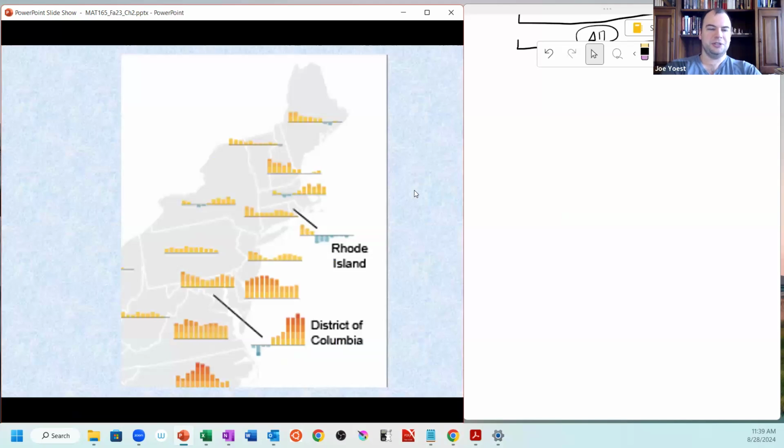And here's just a slightly more zoomed in version in case you were having trouble seeing it if you're on a small screen.